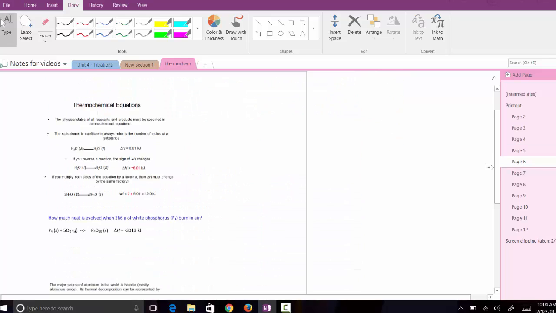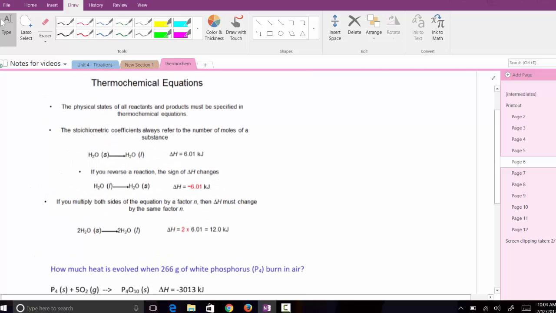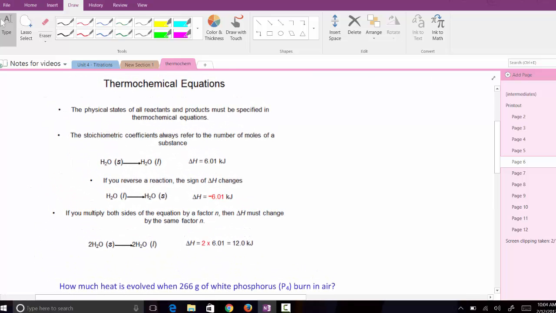Okay, so let's look at a couple of rules in dealing with things that have a delta H with it. So we're starting out with this. This is our heat of fusion, or our melting equation for water. And so if I flip this reaction, instead of melting, now I'm writing a reaction for freezing. If I flip a reaction, the amount of energy required is still the same. It's just that it's going to go a different direction.